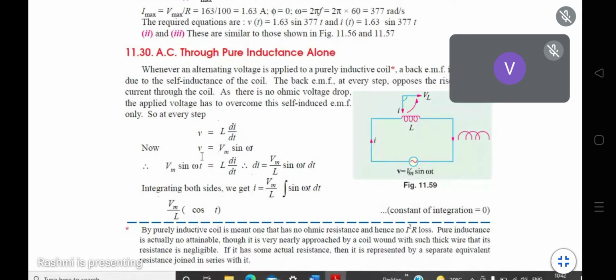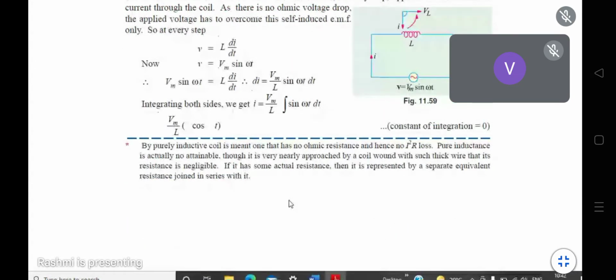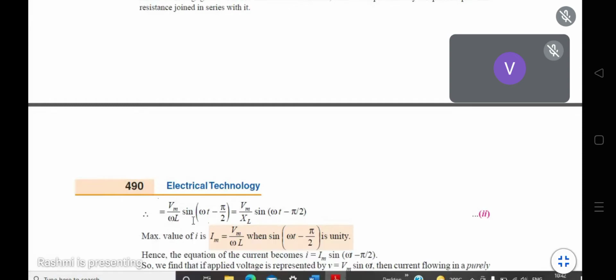if we find out I, then what will be the equation for that? That is Vm by L integration of sine omega t dt. The integration of sine omega t will give minus cos omega t by omega. So here you will get Vm by omega L cos omega t. Cos omega t can be converted into sine, that will be sine omega t minus pi by 2.